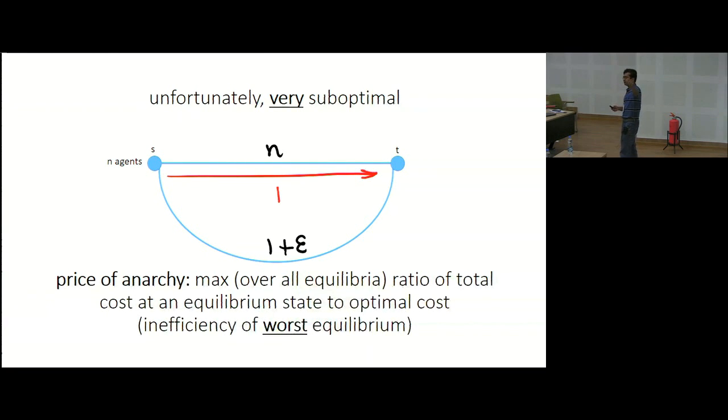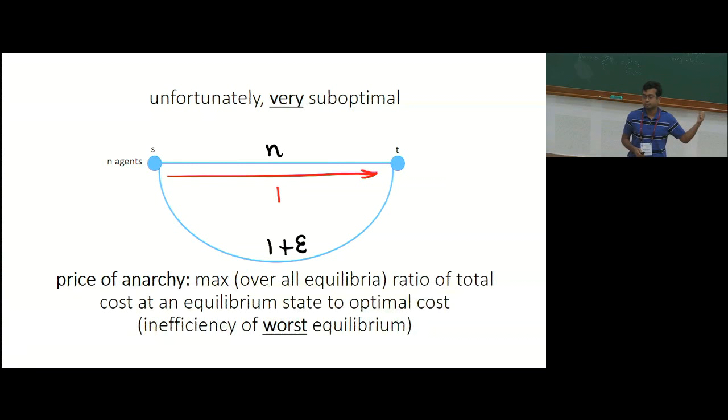Okay, so if everyone is on the bottom path, then their shared cost is slightly more than 1 over n. And again, no one has an incentive to go to the expensive path. So this is an example of a game where you do have a very good equilibrium. In fact, the optimal solution is an equilibrium, but you also have extremely bad equilibria.